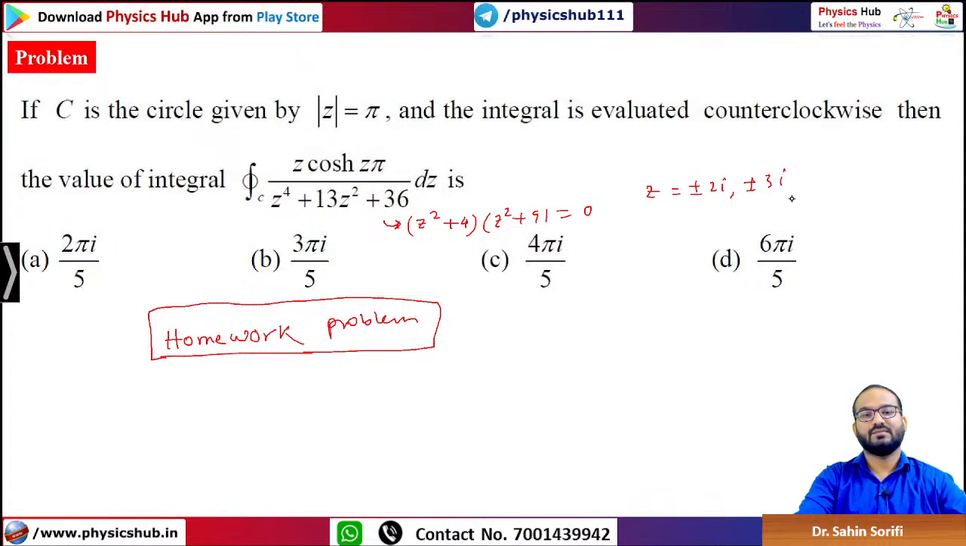So four roots will come, and all of them will lie inside, because mod z equals pi means 3.14. So it contains all the poles, 2i, 3i, all will lie inside the contour. So you have to find out the residue at these points. You will try this at home. Okay, let's move on to the last question of this day.